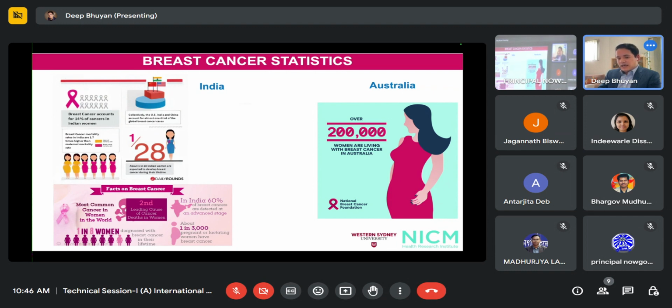In India, it's actually even worse. It's the second leading cause of cancer death in women. And about 1 in 20 Indian women are expected to develop breast cancer in their lifetime. And collectively, the US, China, and India account for 1/3 of the global breast cancer cases. So that number is pretty huge, right? And there are a lot of challenges.